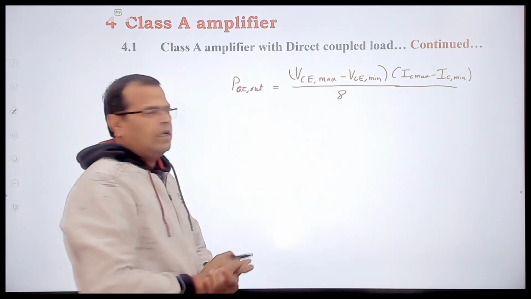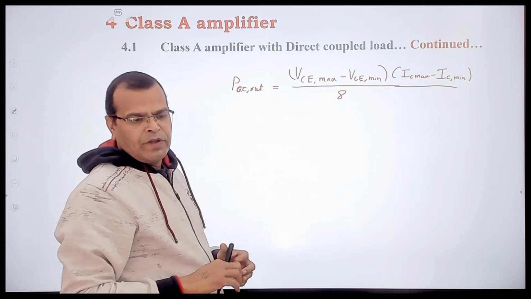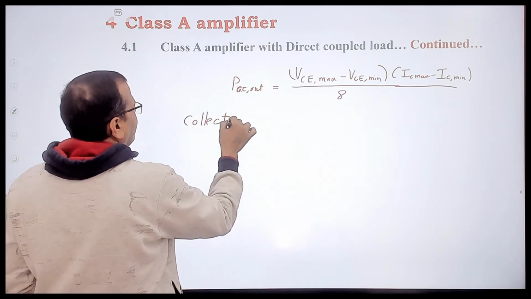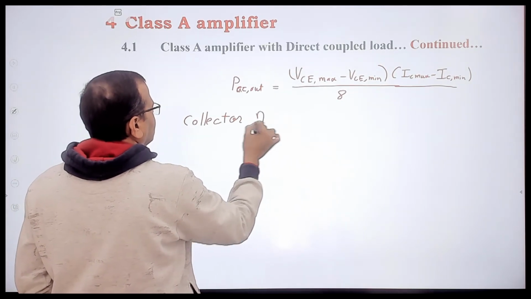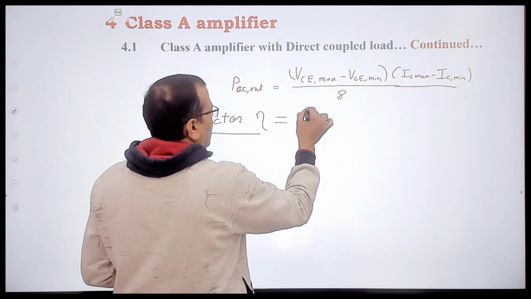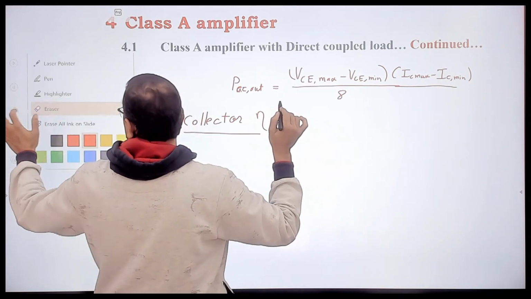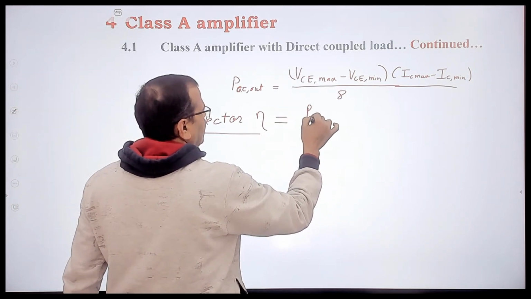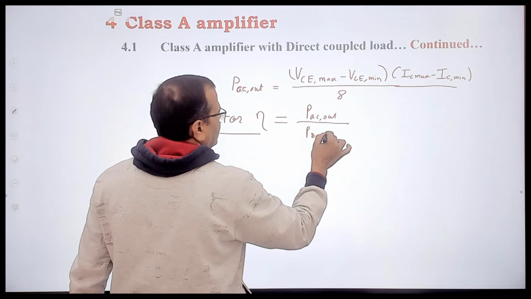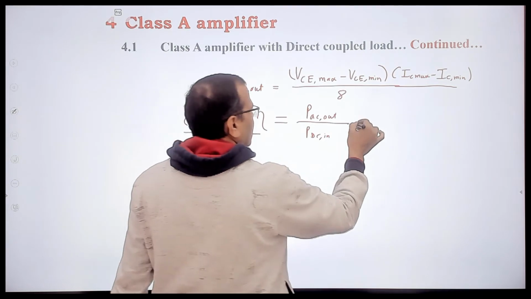This is the expression of the AC power output. So finally we can write the expression of the collector efficiency, also known as collector efficiency or conversion efficiency. That is the same thing. Collector efficiency is defined as the ratio of AC power output, P_AC output, by P_DC input. That is also sometimes called conversion efficiency, multiplied by 100.